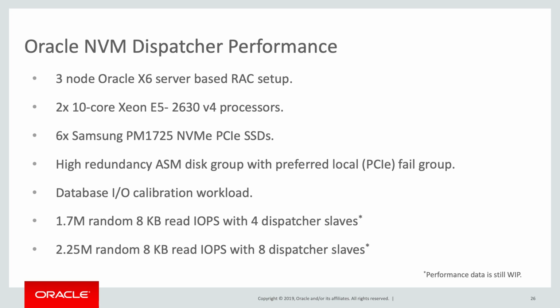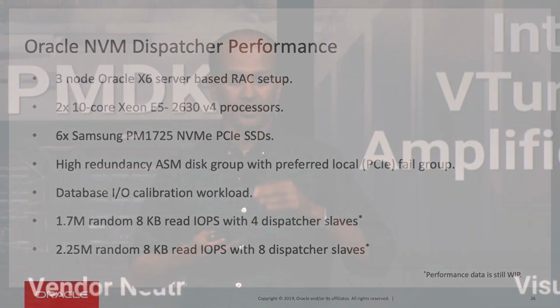1.7 million random read IOPS. We scaled up the dispatcher slaves to see if the performance goes up, and the performance did go up. We are seeing 2.25 million IOPS, which is kind of close to what the datasheet number for those SSDs is. In this case, I should mention that the reads were all going just to the local devices. So everything was over PCIe in this experiment.